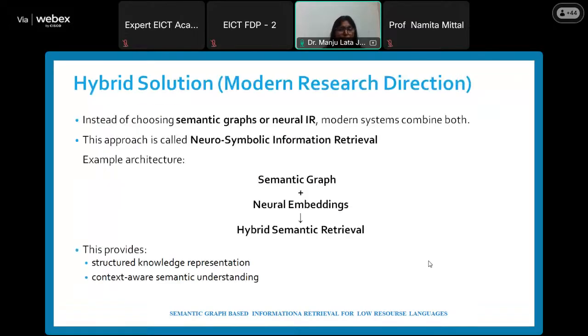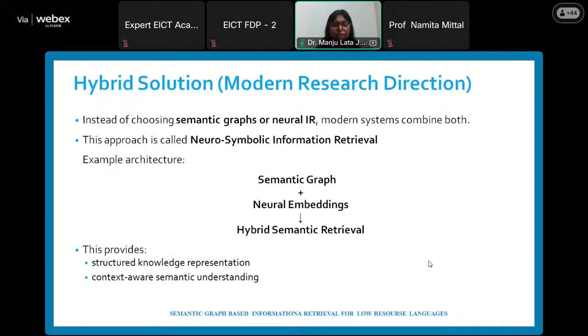Now, as we discussed, semantic graphs have some limitations, and these limitations can be addressed by using neural networks. So one approach is: can we combine semantic graph and neural network models? Yes, we can combine them, and many existing systems are also making use of this. Many chatbots like Alexa and Siri are also making use of hybrid solutions, taking semantic graphs as well as neural embeddings into consideration.